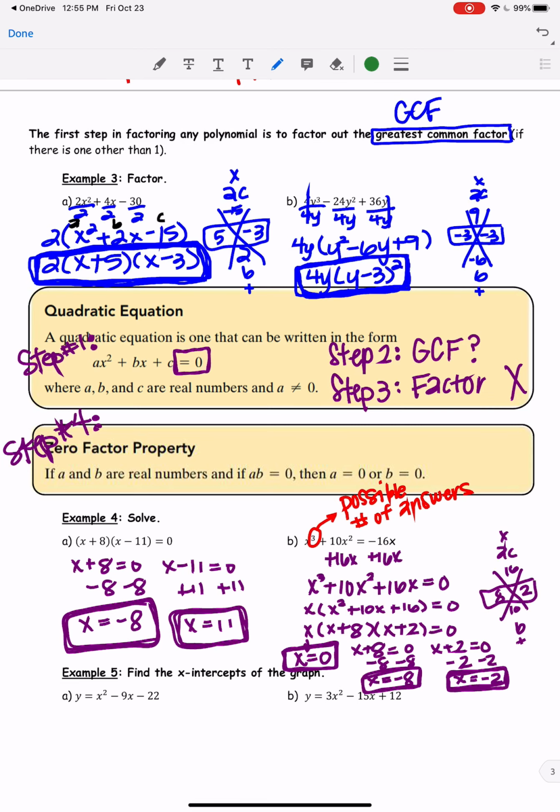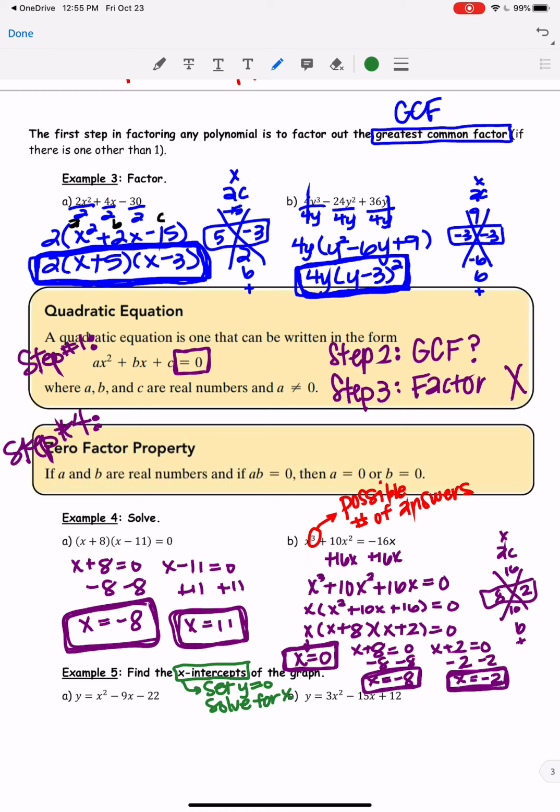The last bit here is to find the x-intercept of a graph. Sounds confusing, sounds like there's a lot of work, but this is actually what we've been doing in example 4. It's no different, just different wording. When you want to find the x-intercept of anything, how do you do that? You set y equal to 0 and then solve for x.